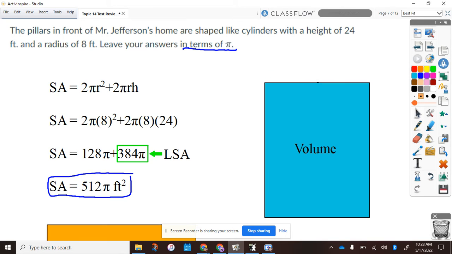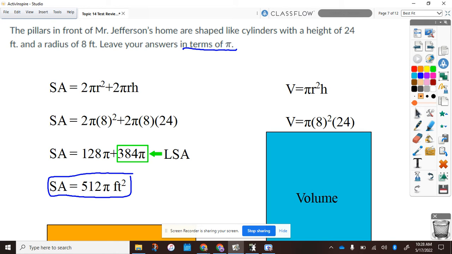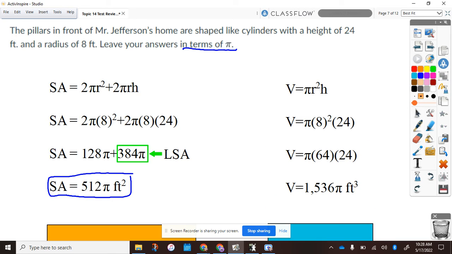Volume, pi r squared times h. So pi times 8 squared times 24. 64 times 24 gives us our volume of 1,536 pi.